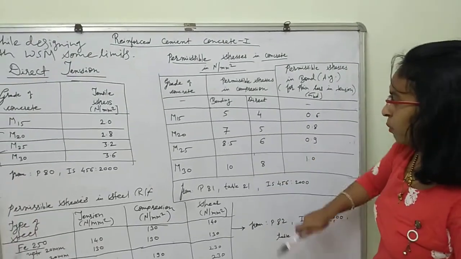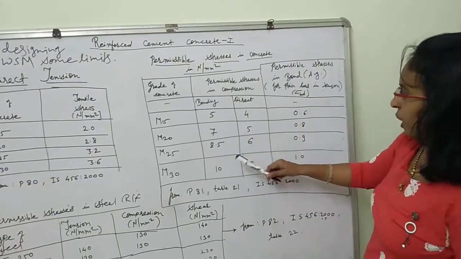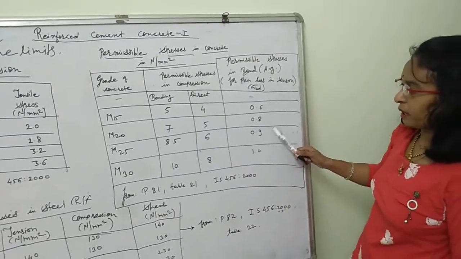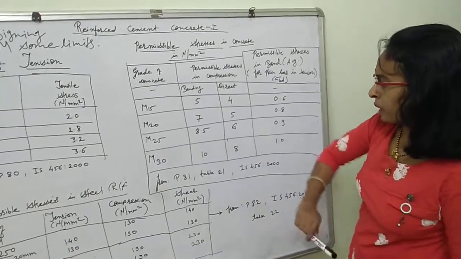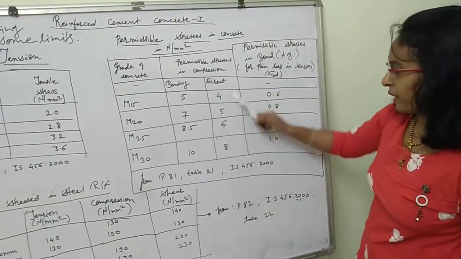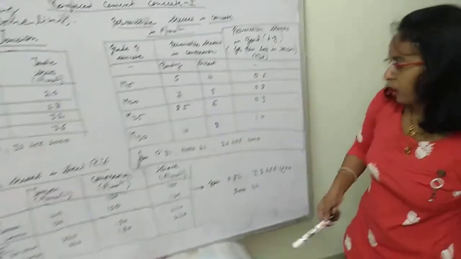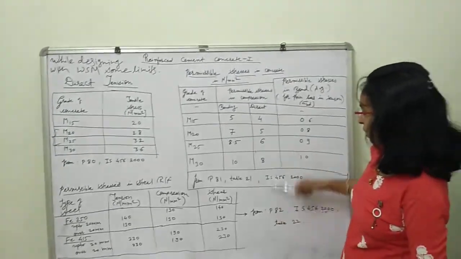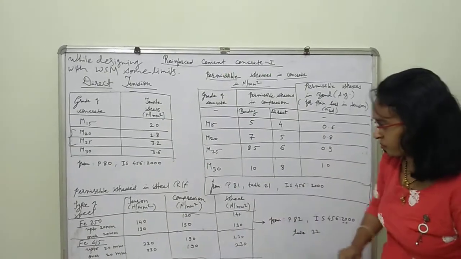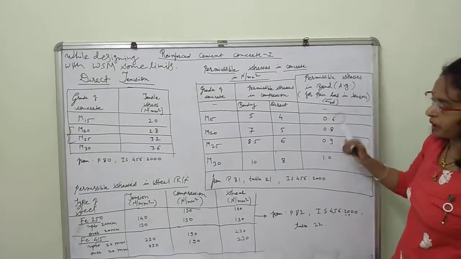For M25 grade of concrete, the permissible stress in compression in bending is 8.5 and in direct 6. And the value of tau d is 0.9. For M30 grade of concrete, the permissible stress in compression is 10 in bending and in direct 8. And the value of tau d is 1.0. You can also refer to this table in IS 456-2000, table number 21, page number 81. So these are the values for permissible stresses in concrete, the limiting values.